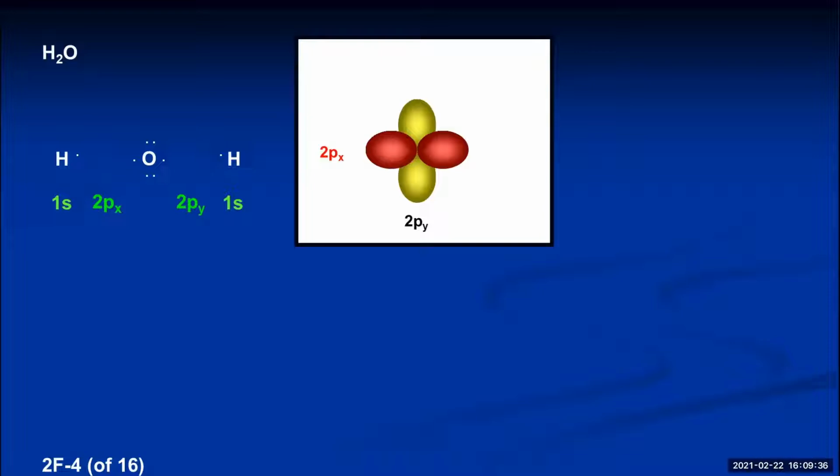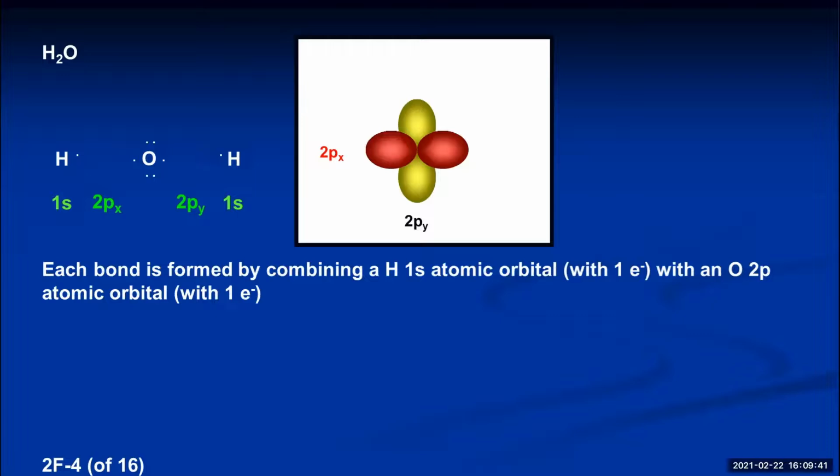And to make the bonds that Lewis says happens to try to make noble gas configurations, each bond is going to be formed by combining a hydrogen 1s atomic orbital that has 1 electron with an oxygen 2p atomic orbital that has 1 electron. So the hydrogen 1s and the 2px will make a bond. And then on the right side, the hydrogen 1s and the 2py will make a bond. So if we push these together, bink, it's the 1s combining with the 2px to form a bond here. And it's the 1s combining with the 2py to form a bond here.